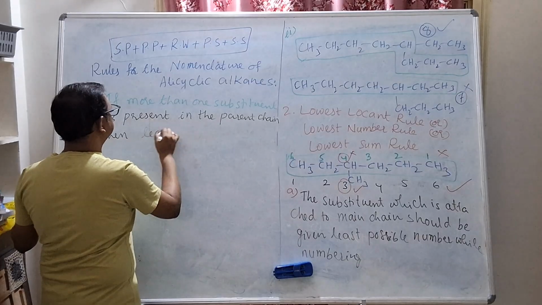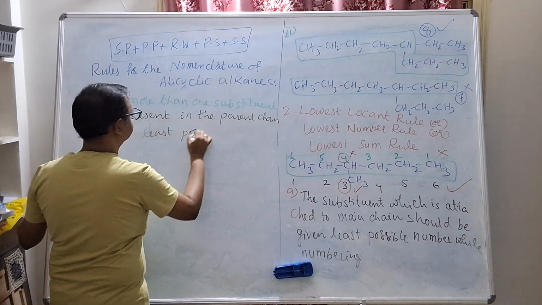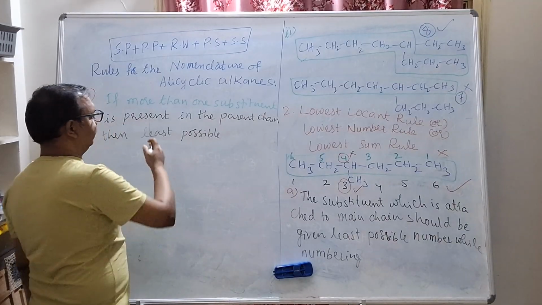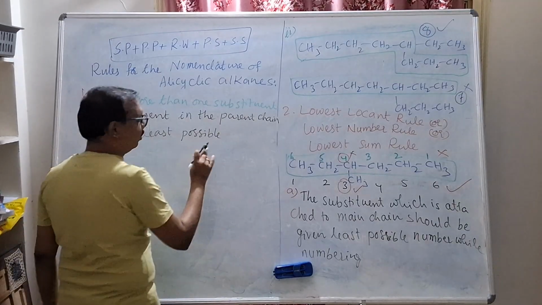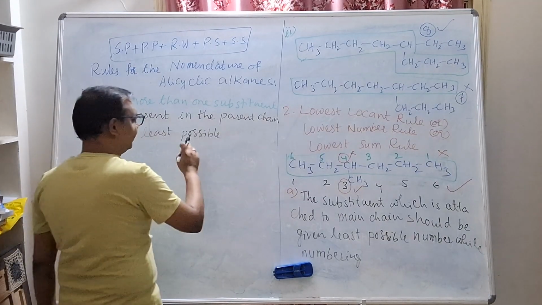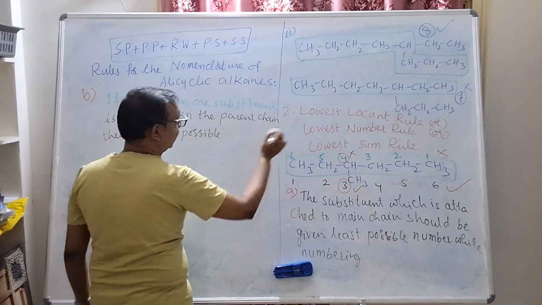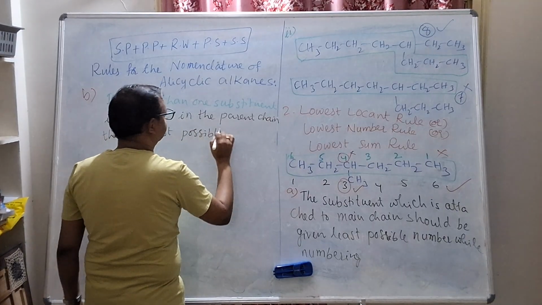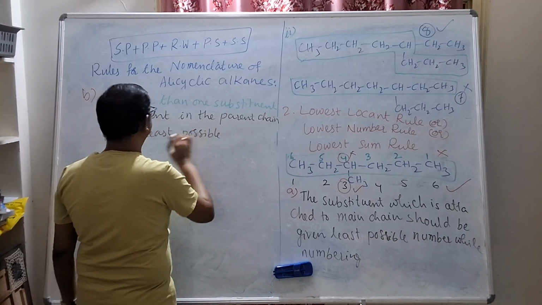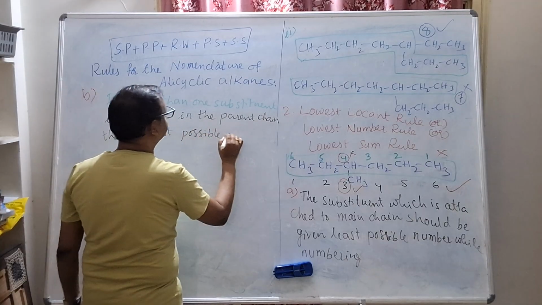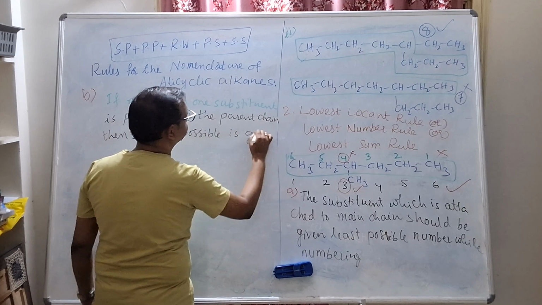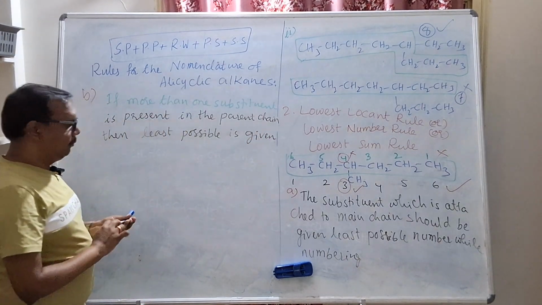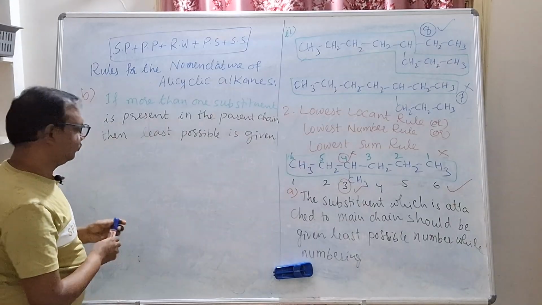least possible sum, because you have to add those two numbers. Okay, if more than one substituent is present, you have to add all those locants, or sums we can say. If the locant sum is the same, least possible, okay. If more than one substituent is present in the parent chain, then least possible number is given to the substituents. Okay, let me take the example here.